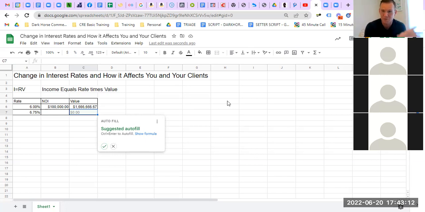We're going to get really in depth in just a second, but that's a basic principle. So income equals rate times value. In order to figure out what the value is, when you know the income and you know what the cap rate is, then income divided by cap rate will equal your value. That's the first formula.